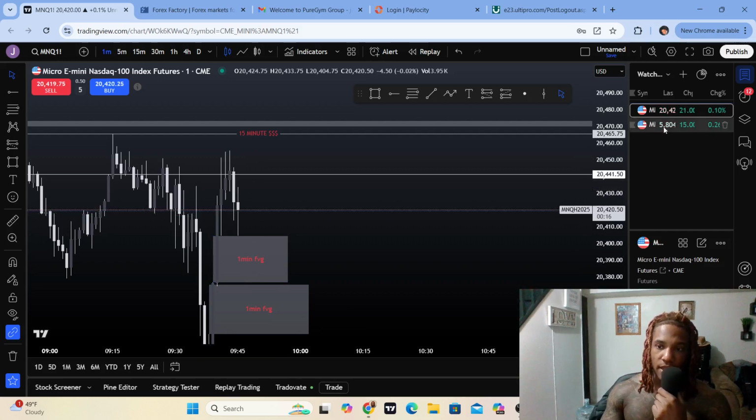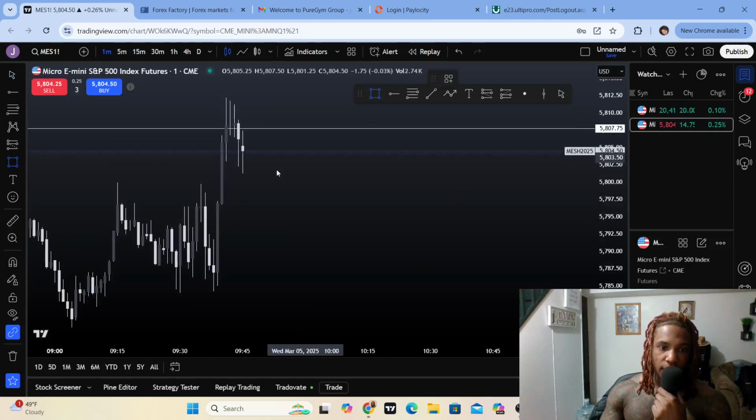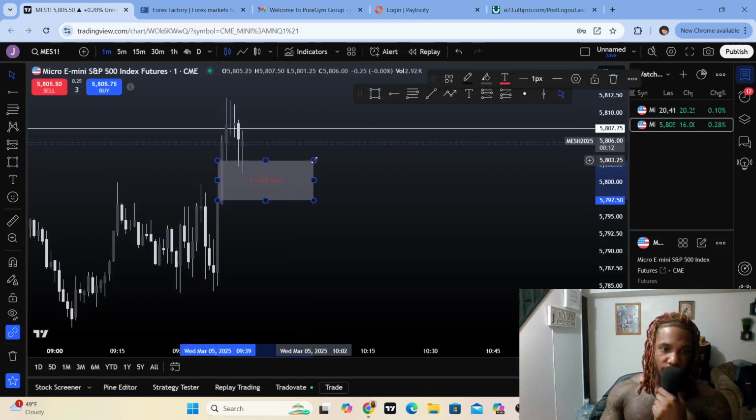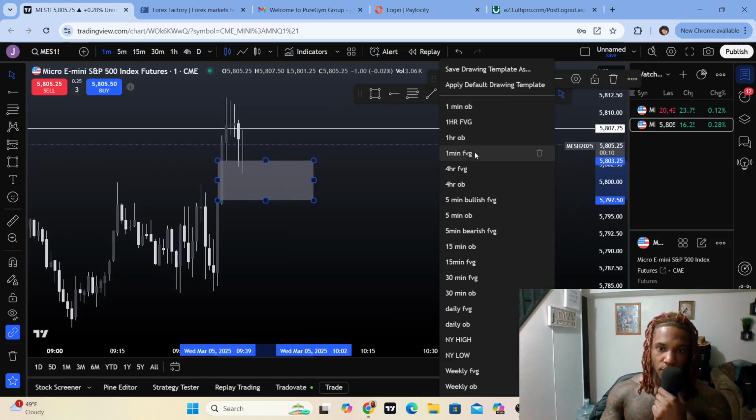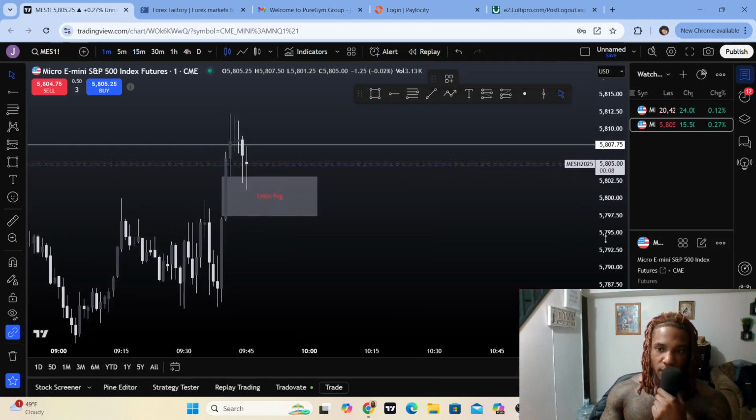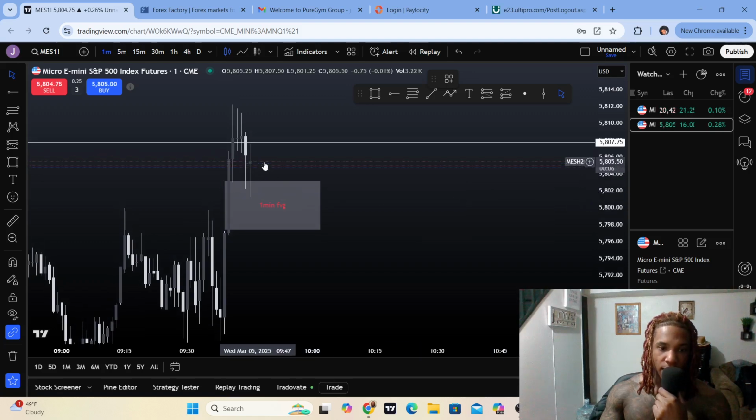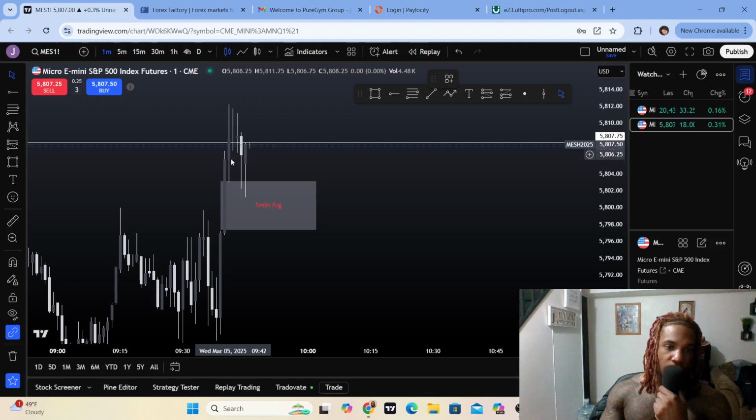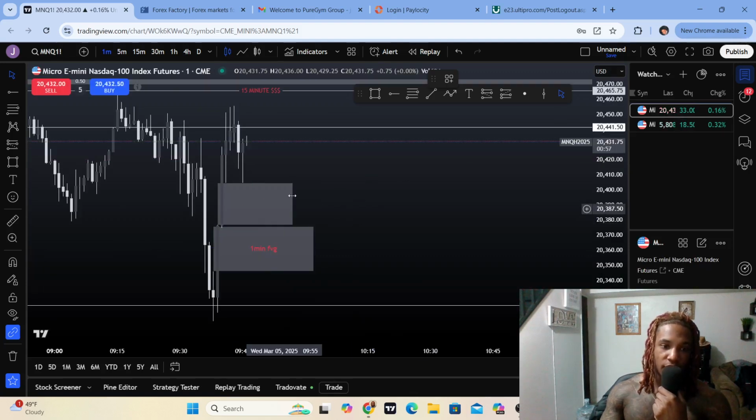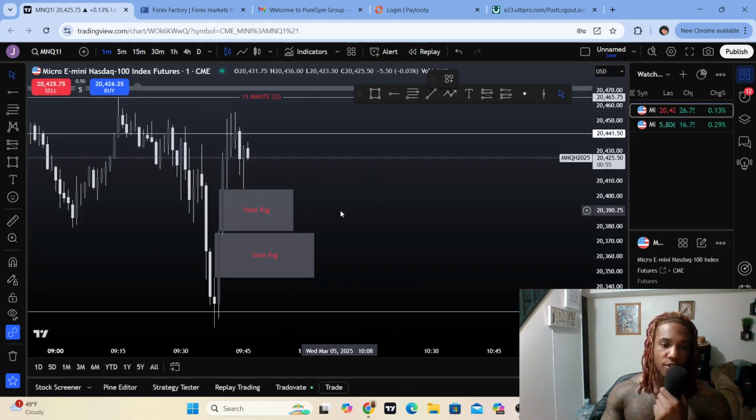So what I'm going to do, and look at ES as well. ES tapped into the 1 minute fair value gap already, and we're already getting some buying pressure out of it. Look, 2-1, we got a green candle out of it. I can take a trade on NQ if I wanted to now, but I'm not going to yet.